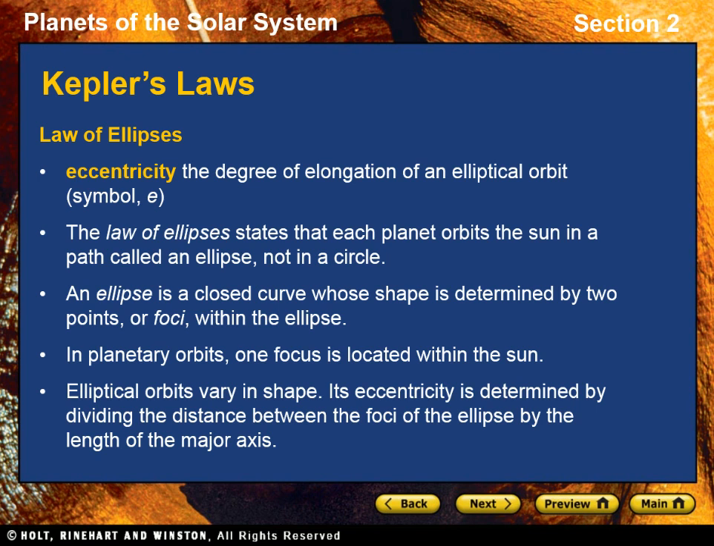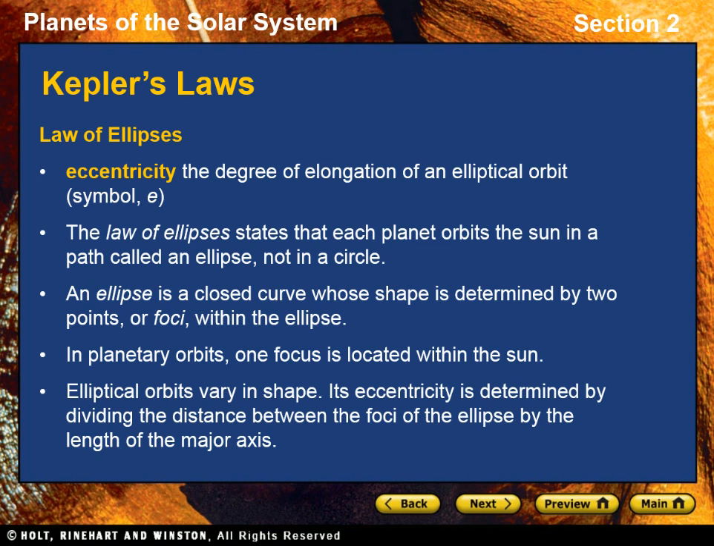20 years before Galileo used a telescope, a Danish astronomer named Tycho Brahe made detailed observations of the solar system. After Tycho's death, one of his assistants, Johannes Kepler, discovered patterns in Tycho's observations. These patterns led Kepler to develop 3 laws that explained planetary motion.